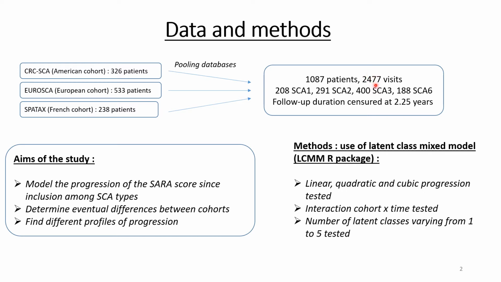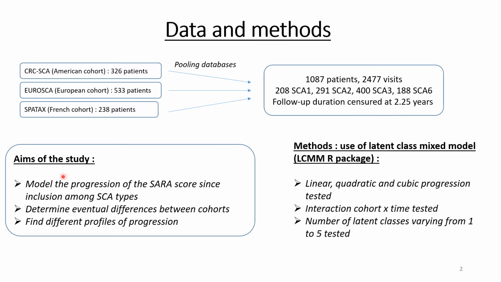The most represented SCA type was SCA 3, meanwhile the least represented was SCA 6. We censored all follow-up duration at 2.25 years so we could compare the different cohorts.